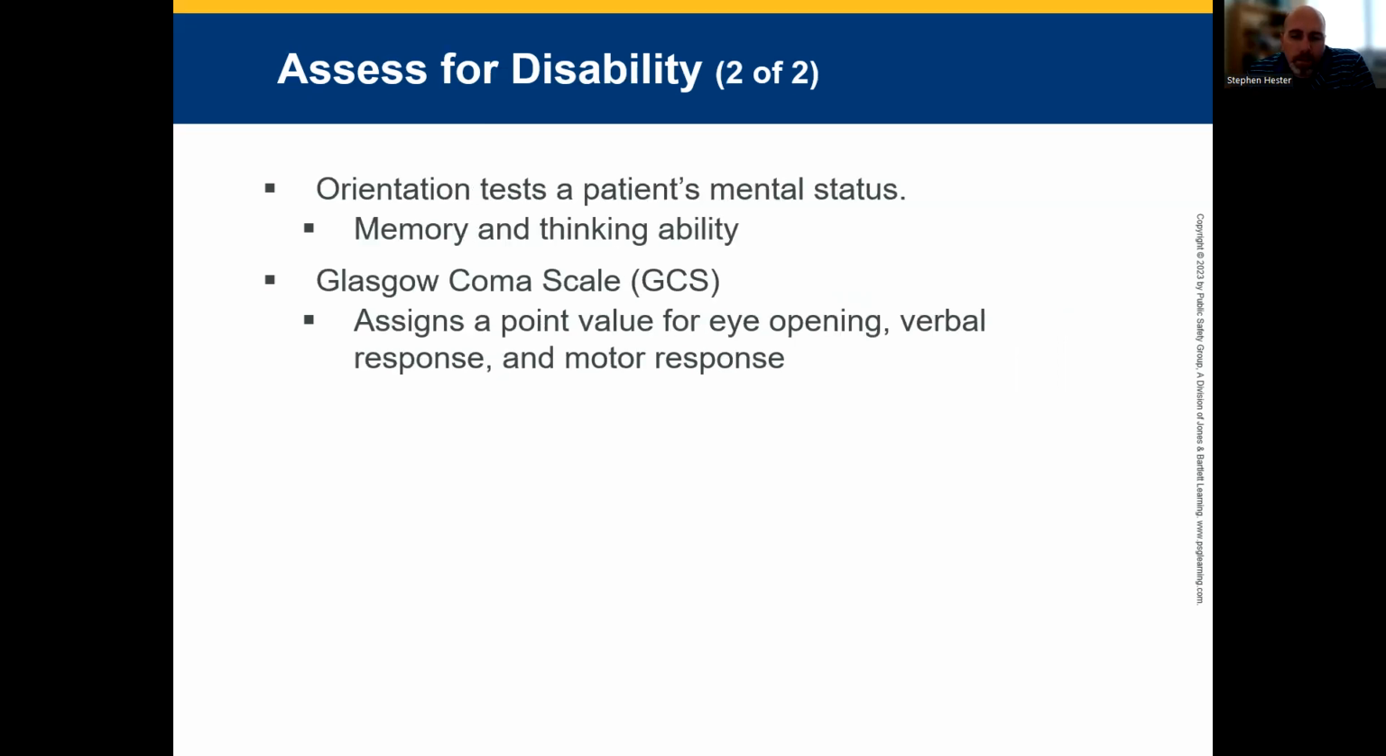GCS is here. So usually we use person, place, time, and event to gather how alert they actually are. But don't be afraid to use some oddball questions to determine how alert they actually really are.